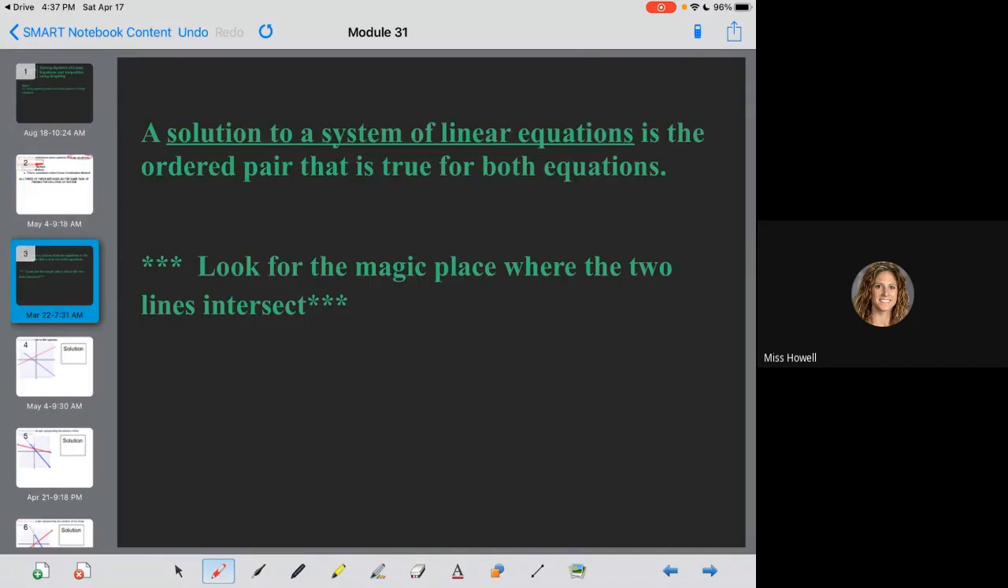A solution to a system of linear equations is an ordered pair that is shared by two or more equations. These systems are a series of equations that are one big problem, and we're looking for a point or an ordered pair that satisfies every equation in that particular system. We're going to focus primarily on two linear equations in our system, which means our solution is that magic place where our two lines intersect or cross with one another, because it is the point that works for both parts of that system.